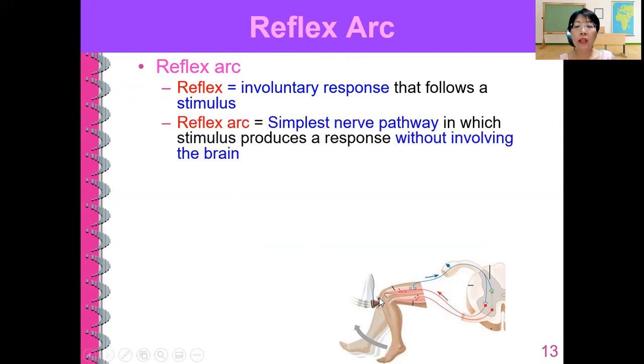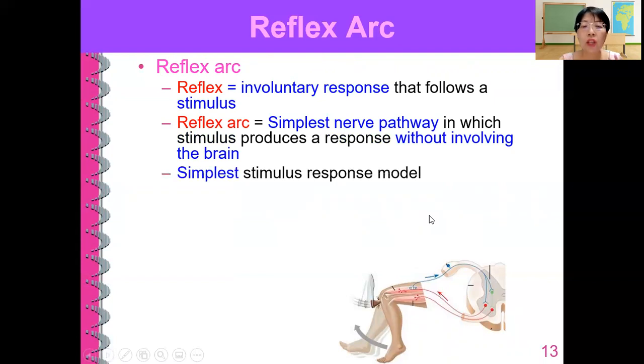Of course, this kind of stimulus and response will involve the nerve cells to send the message from the sense organ, in this case maybe a touch receptor, through the sensory neuron and then all the way to the motor neuron and then back to the muscles. The muscles contract and then your leg will push upward or kick outwards. So the reflex arc is the simplest nerve pathway in which the stimulus produces a response without involving the brain. You can see that it goes to the spinal cord and then comes back and then finishes already. So we're using this for you to learn the neurons that are involved in the reflex arc.